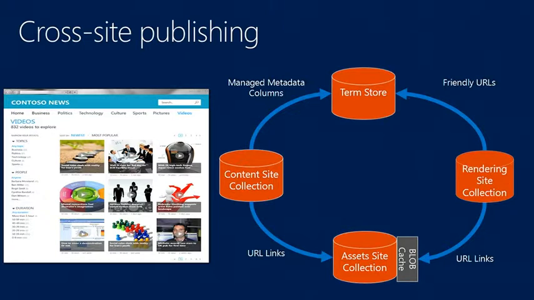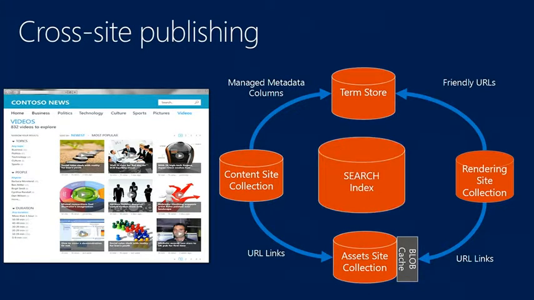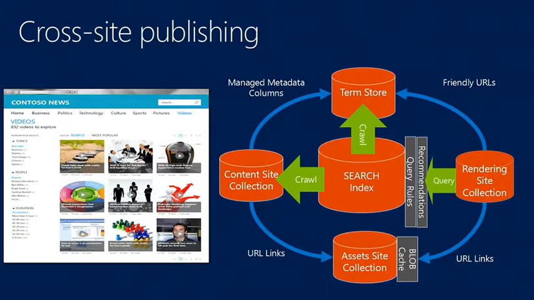And we can use the blob cache to optimize that for users and cache information to improve performance. And then search is kind of where all the magic happens. Search will crawl our content in our content site collection and also our term store to create hierarchical relationships. Our rendering engine then, through a bunch of really cool out-of-the-box web parts, allows us to write queries to our search index and return information, which also gets cached for the user. So in a nutshell, it's just leveraging search to make content work for us.